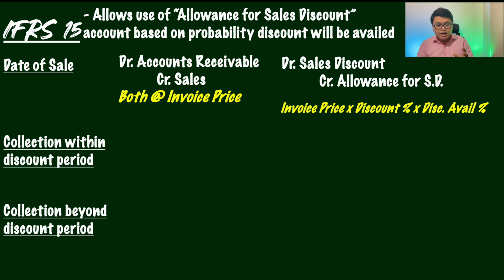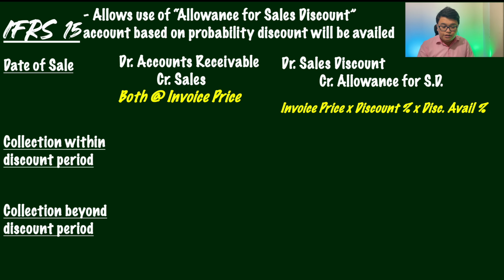For simplicity's sake, I just accounted the allowance for sales discount as a separate entry, but both are recognized under the date of sale. Take note for the allowance entry, that would be the invoice price multiplied by the cash discount rate multiplied by the probability that the discount will be availed.